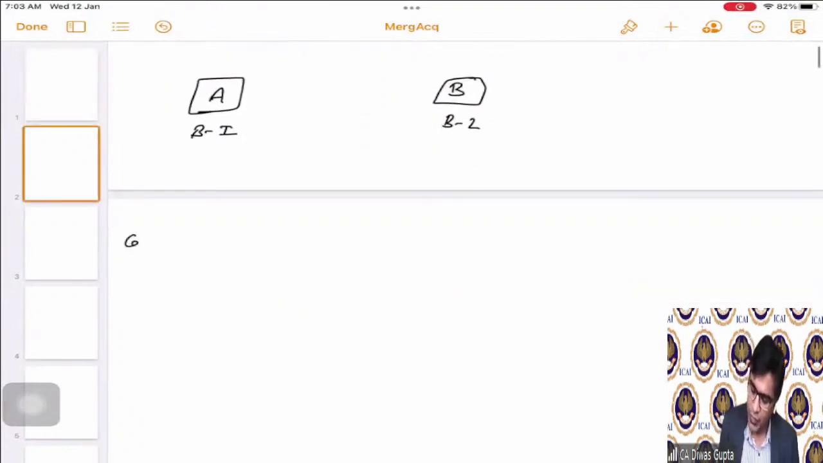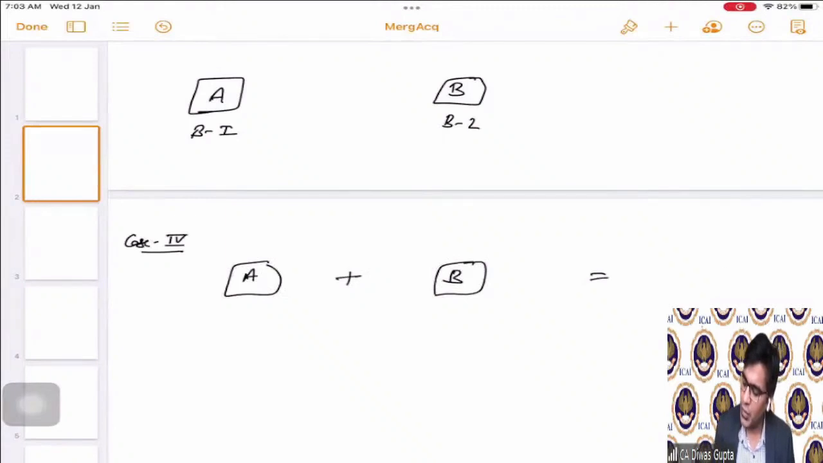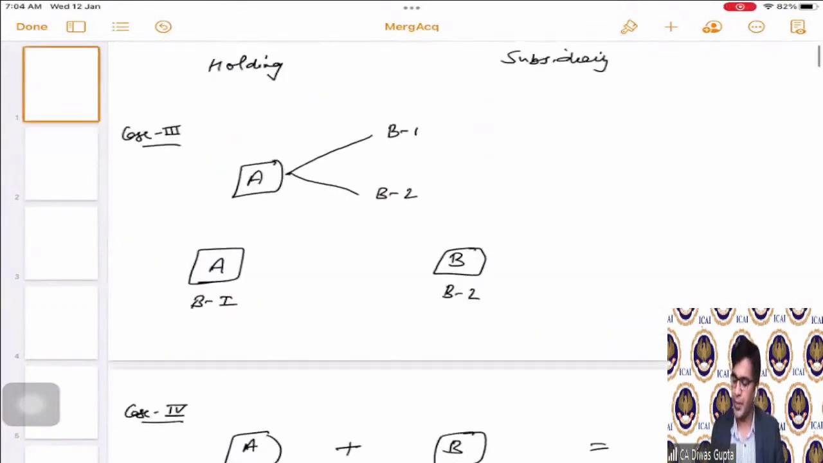And case number four can be: A and B today are separate companies, but both of them dissolve and there is finally a new entity called C. Both of them get dissolved. Both of them transfer their assets and liabilities to a new company called C. This is the new entity in this case. This is also one of the forms of mergers and acquisitions.